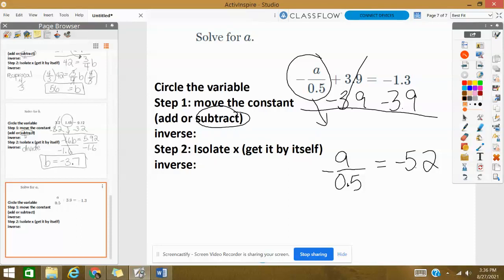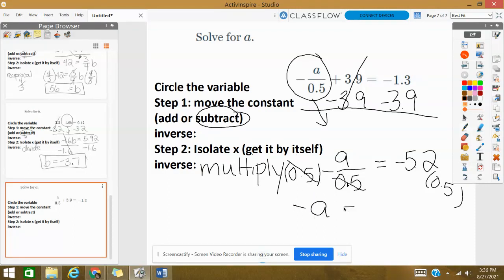Okay. And then here I need to solve. So my operation is already division. So to undo or take the inverse of division, I need to multiply. So I'm going to multiply both sides by 0.5 or 1 half. This left-hand side will cancel. I'm left with just negative a. And then I need to find out what negative 5.2 times 0.5 is.